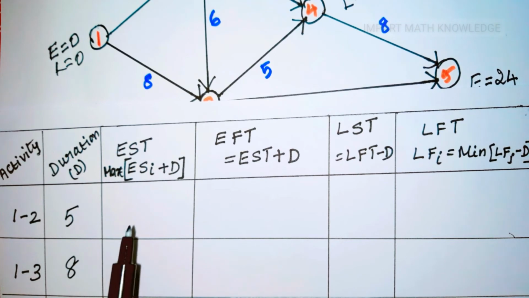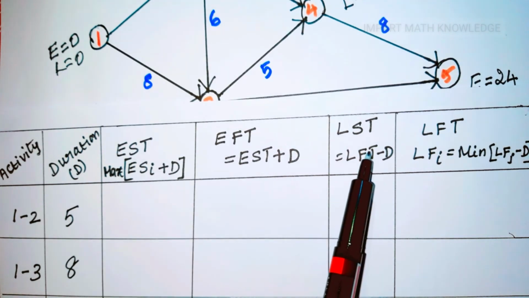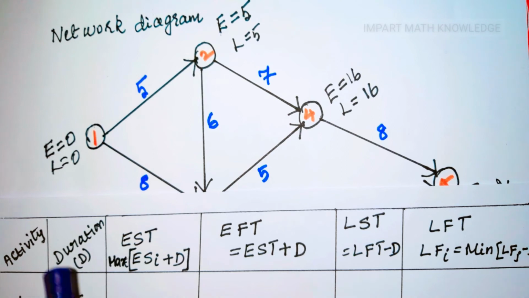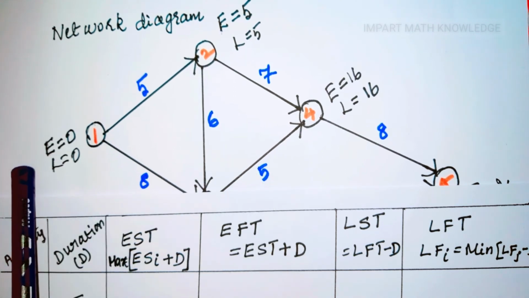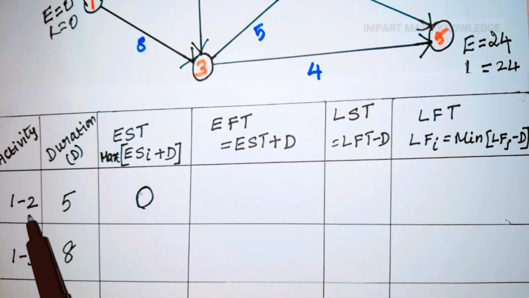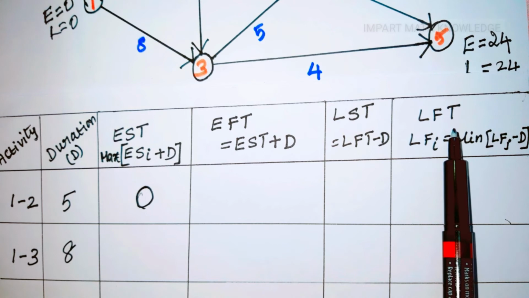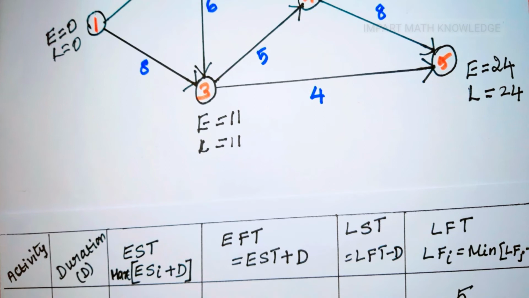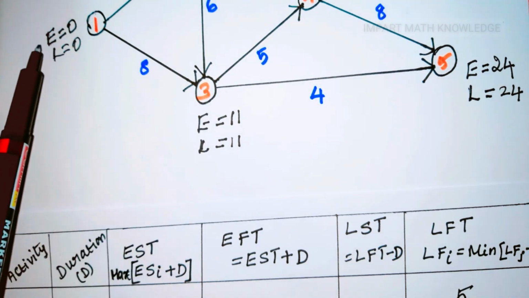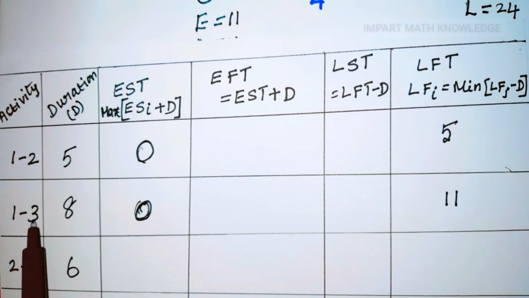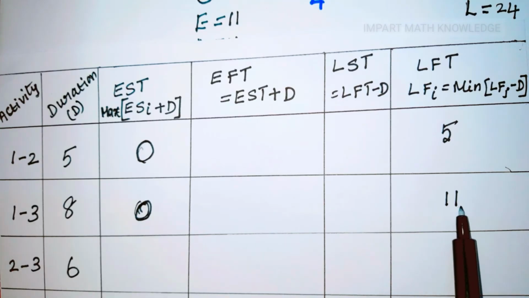Next, we have to find the time estimates, EFT and LST. First, you have to write the EST and LFT values from the network diagram. For the activity 1 to 2, earliest start time is 0, latest completion time is 5. For the activity 1 to 3, earliest start time is 0, latest completion time is 11.